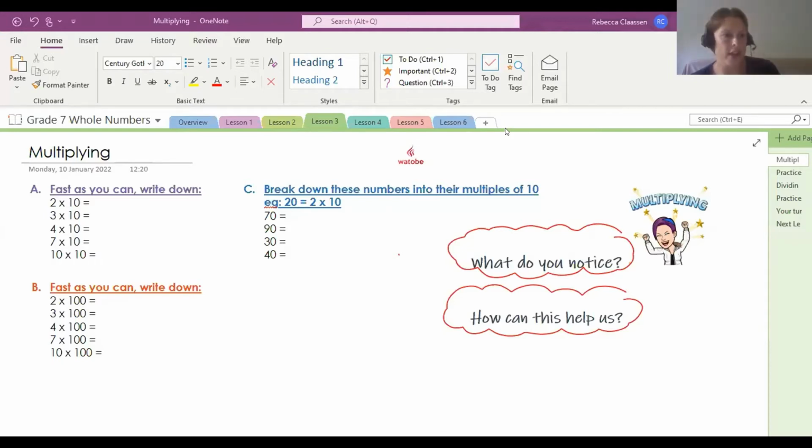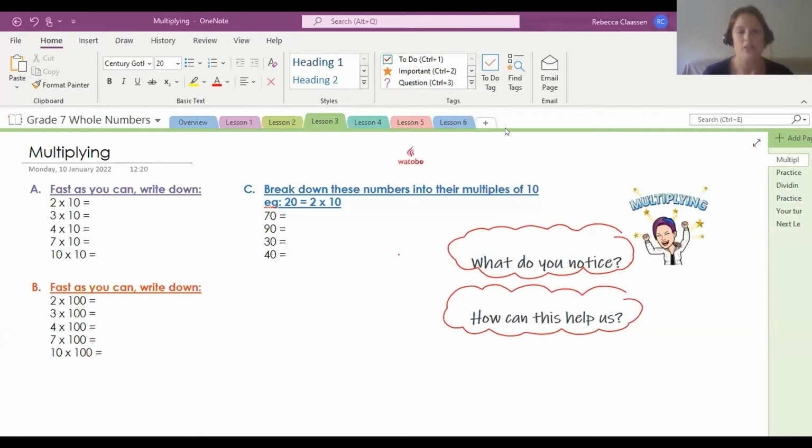For A, there are 5 sums, so write 2 times 10 equals, and the answer. Now these are really simple, but there's a reason why we're doing them. You're going to do A, B, and C. For A and B, you're going to write down the question and the answer, quick.